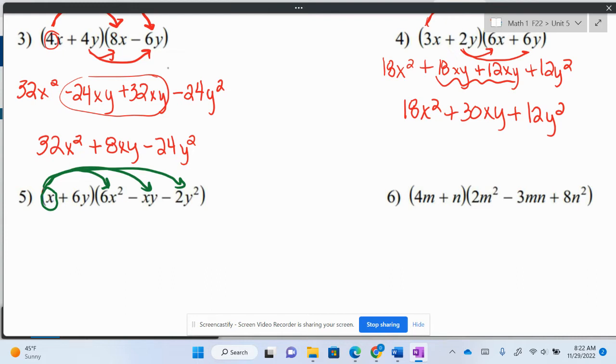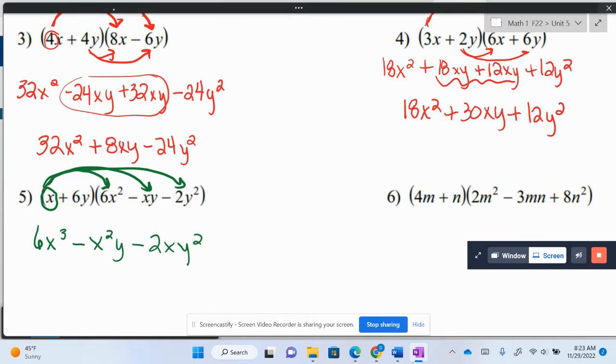X times 6x squared is 6x cubed. Good job. X times negative xy is negative x squared y. Good job. And x times negative 2y squared is negative 2xy squared. Perfect.